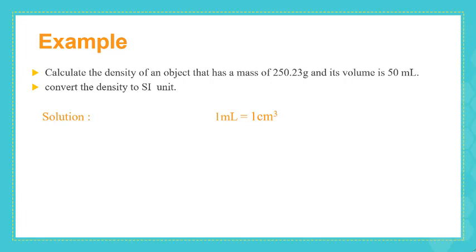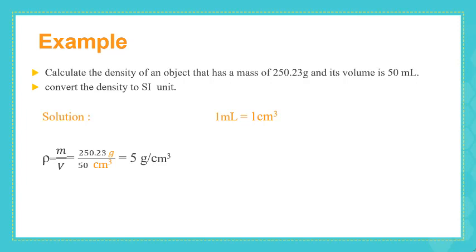We know before that 1 milliliter is equal to 1 centimeter cube. Let's apply the formula to find the density. Rho equal m over v, mass is 250.23 grams, and the volume is 50 milliliter, that is equal to 50 centimeter cube. Divide them, then you'll get 5 gram per centimeter cube. That's the density of this object.